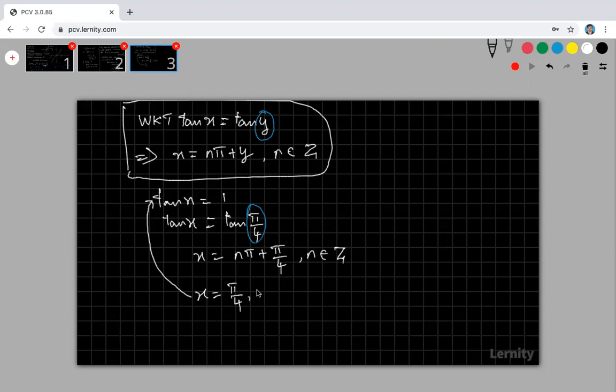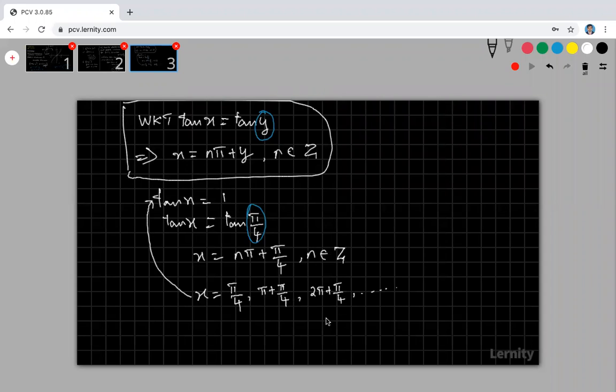And apply n is equal to 1 here. That means 1 pi plus pi by 4. Apply n is equal to 2 here. So that is 2 pi plus pi by 4. Apply n is equal to 3, minus 1, minus 2, everything, and so on.